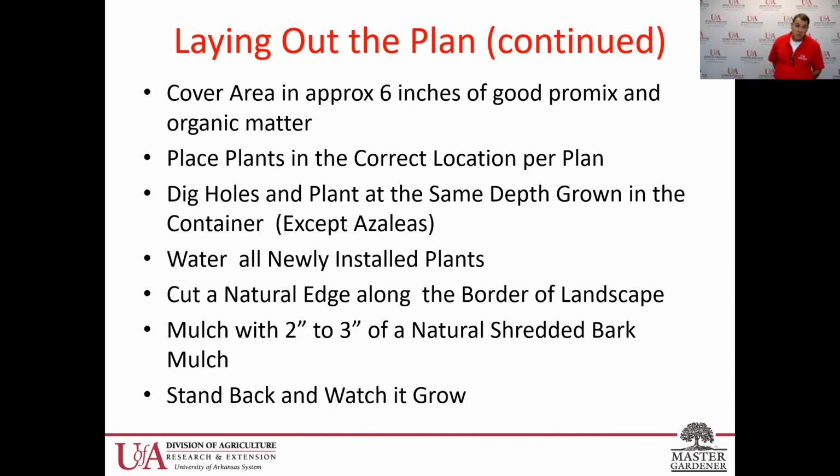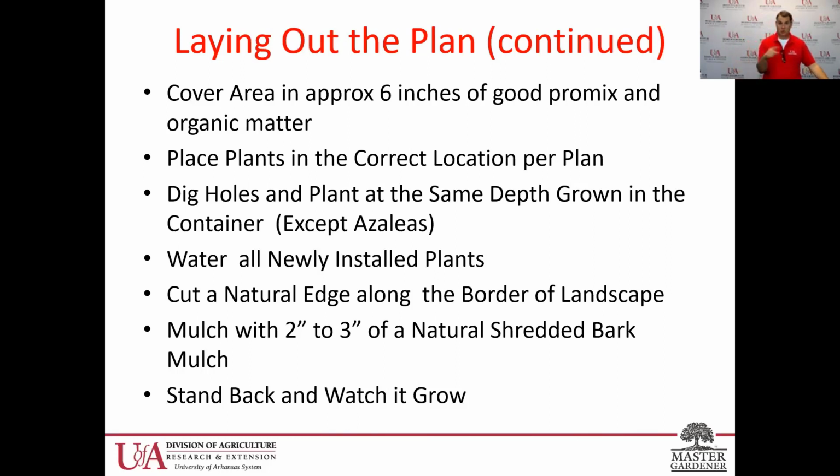When you're digging holes, you're going to plant that plant at the same depth that it's grown in the container. I do this except for azaleas and rhododendrons, because azaleas and rhododendrons hate wet feet. They're also a shallow rooting plant. So what I do is dig that hole half the size of the container. I score that root when I pull it out of the pot. We know to remove the pots before we plant the plant, but you want to score those roots.